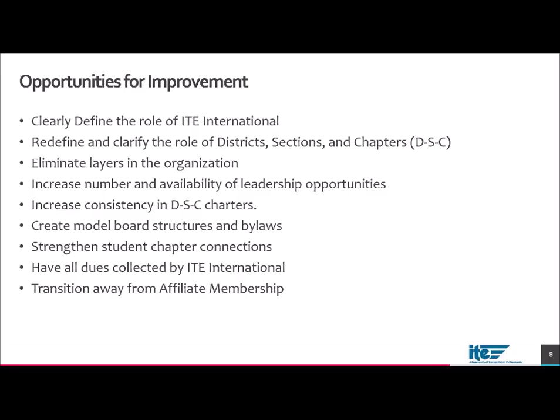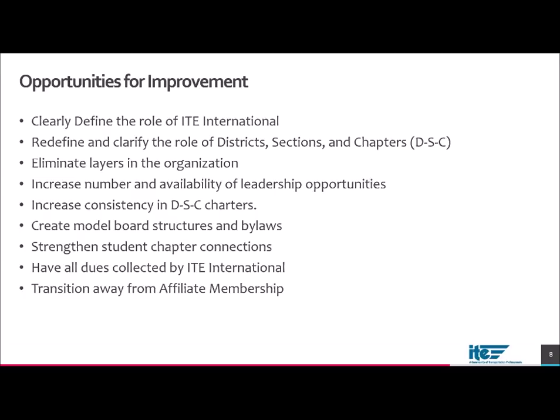I mentioned that we're going to look for opportunities to strengthen our connections and support of student chapters. Currently, almost all of the districts, and most all of the sections, have their dues collected by ITE International. We're going to move towards having all dues collected by ITE International so that members get one dues statement from ITE, not multiple dues statements. So all dues would be collected by ITE International and then distributed as such.